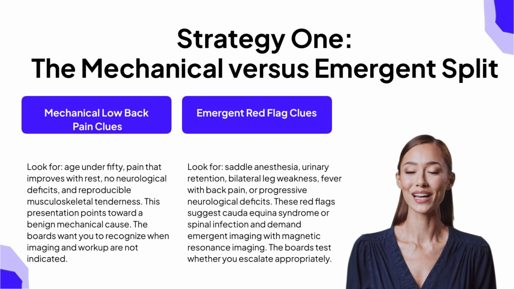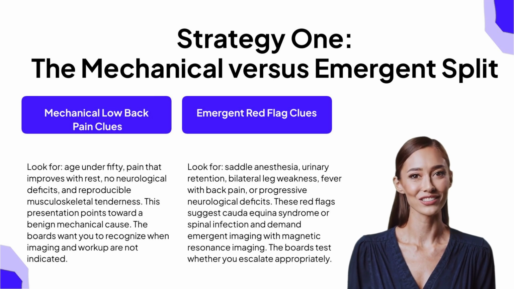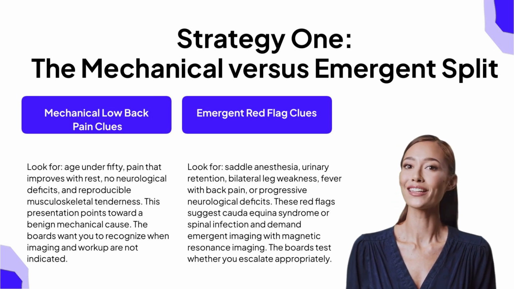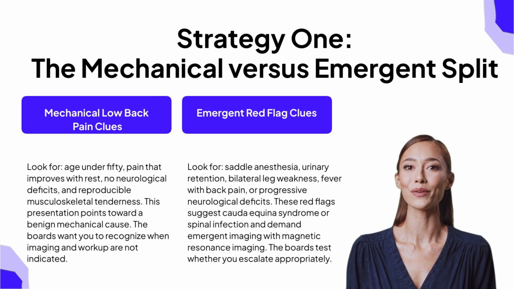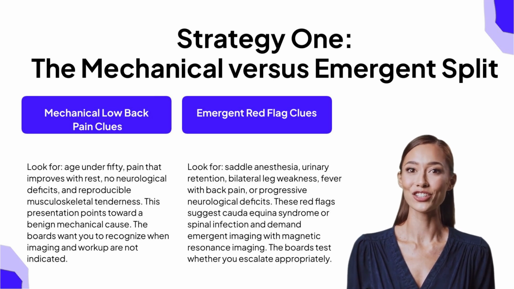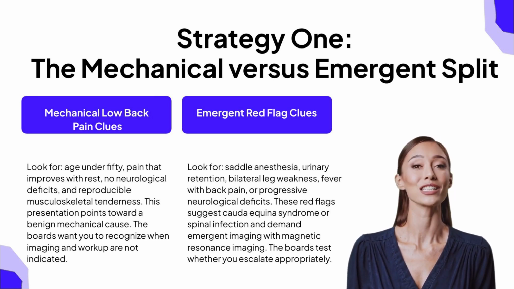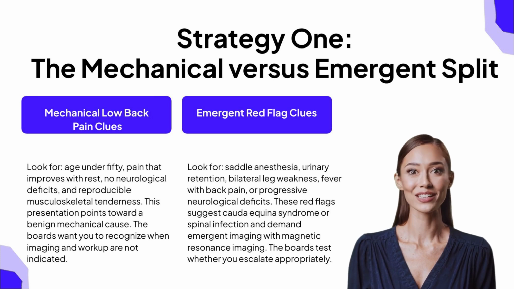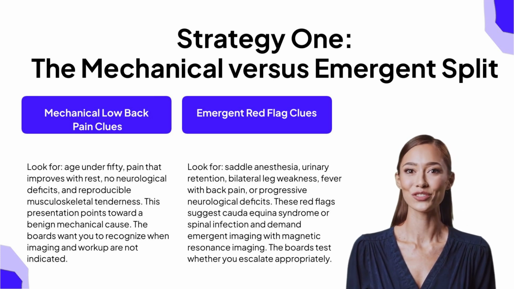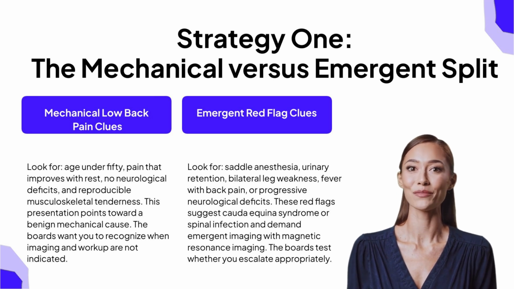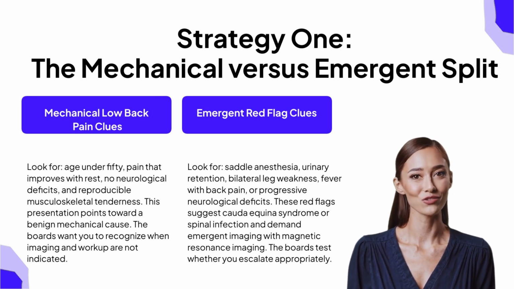On the right side, we have the emergent red flags. Look for saddle anesthesia, urinary retention, bilateral leg weakness, fever with back pain, or progressive neurological deficits. When you see any of these, the answer shifts to emergent imaging with magnetic resonance imaging. This is the single most important distinction the boards test in spine questions. Master this split, and you will get the majority of low back pain questions right.